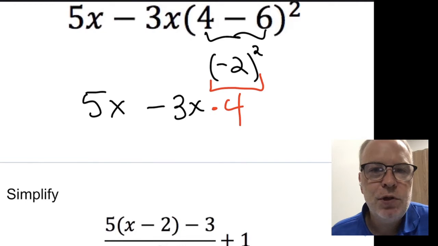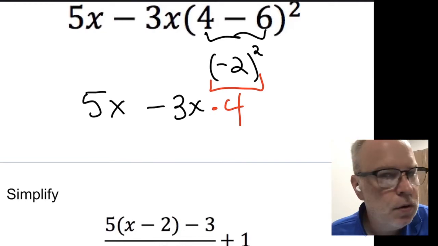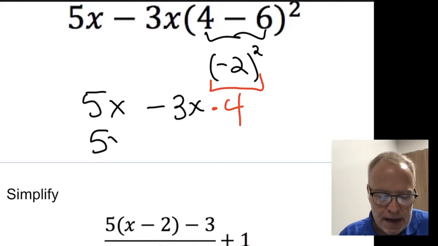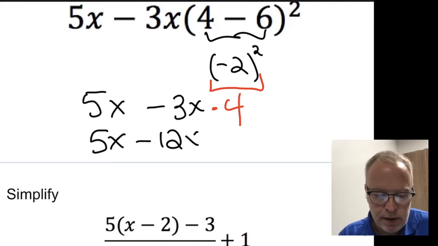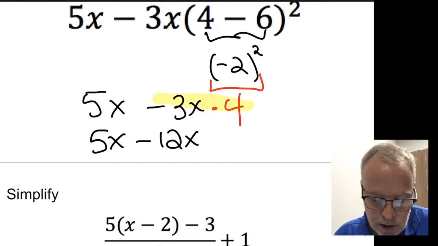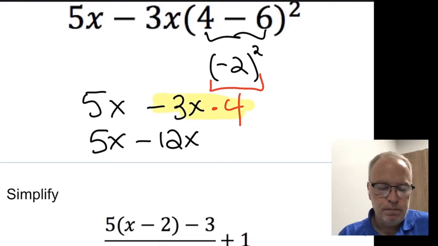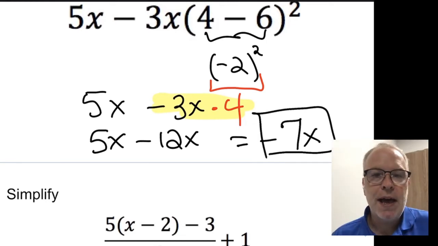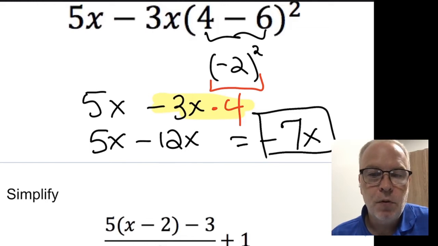So does that mean we have 2x? No. Why not? Because we have to multiply first. 5x minus 12x. Whoa, where did the 12 come from? These guys right here. The final answer would be -7x. -7x is the answer. Hopefully you got that.